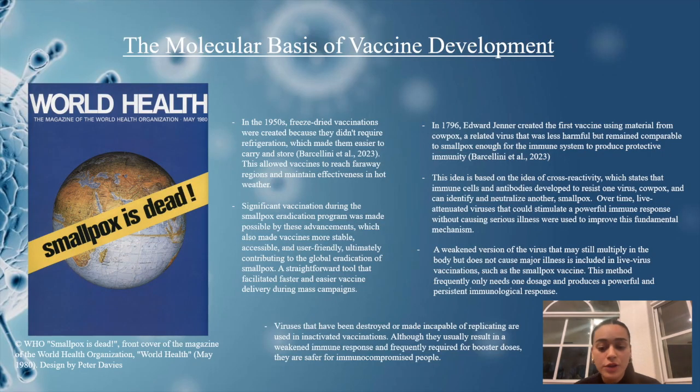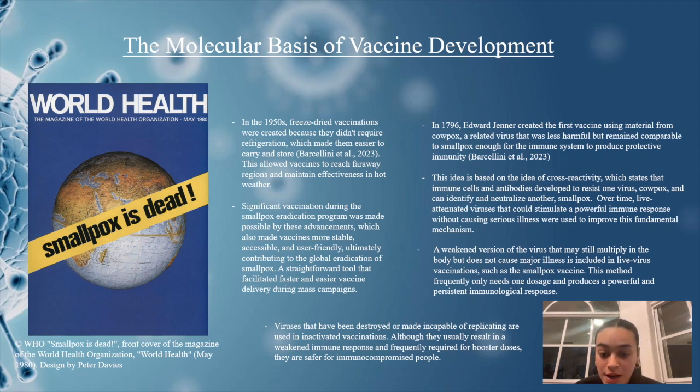So now we're moving on to the topic of the molecular basis of vaccine development. In the year 1796, Edward Jenner created the first vaccine using material from cowpox, a related virus that was less harmful but remained comparable to smallpox, enough for the immune system to produce protective immunity. This idea is based on cross-reactivity, which states that immune cells and antibodies developed to resist one virus, which was the cowpox, can identify and neutralize another, which would be the smallpox.